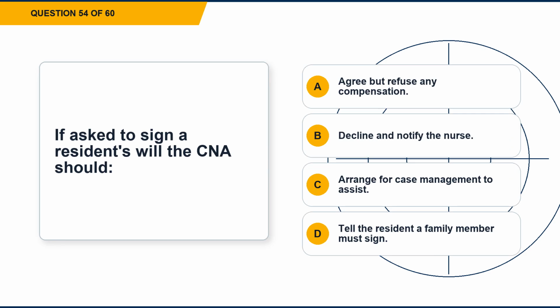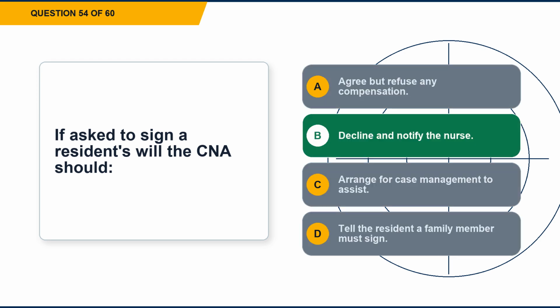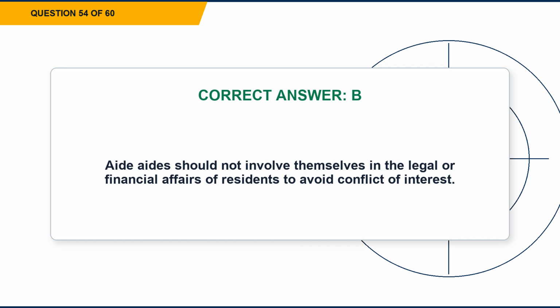Question 54. If asked to sign a resident's will, the CNA should? Option A, agree but refuse any compensation. Option B, decline and notify the nurse. Option C, arrange for case management to assist. Option D, tell the resident a family member must sign. The correct answer is option B, decline and notify the nurse. Explanation: aides should not involve themselves in the legal or financial affairs of residents to avoid conflict of interest.